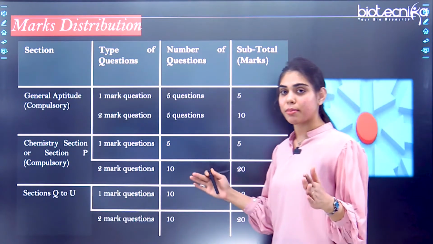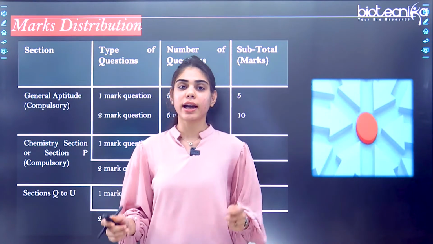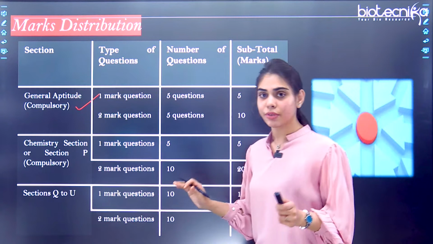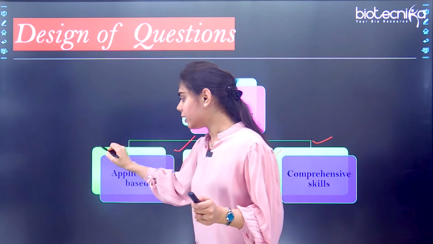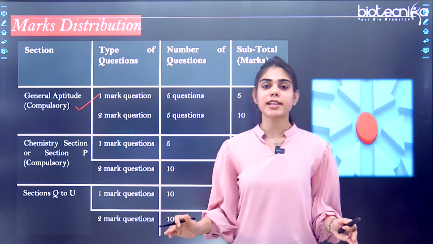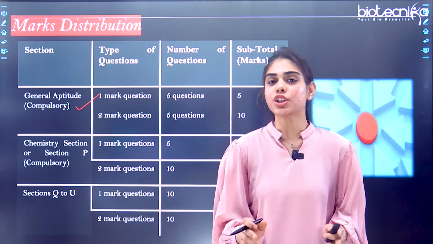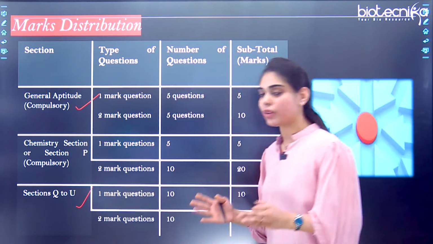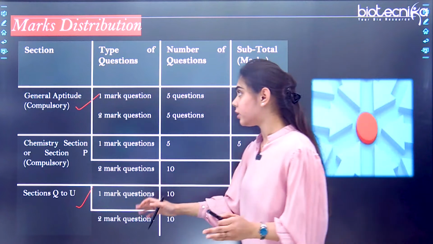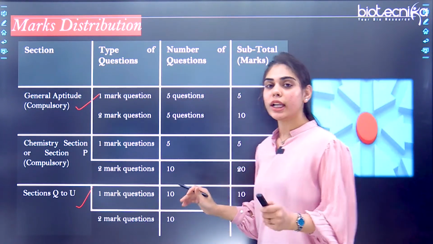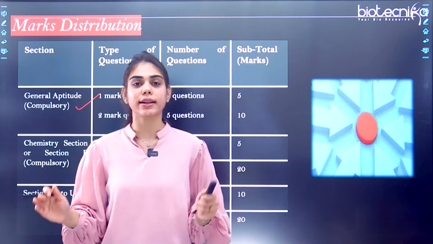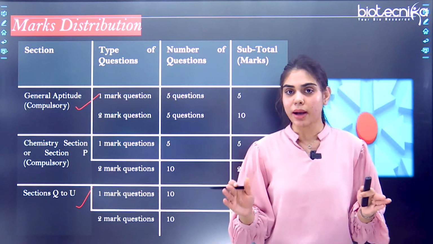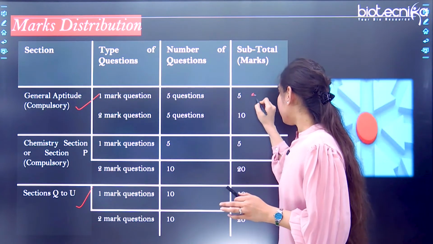So now let us see what the marks distribution is. I've already mentioned earlier, you will have 3 sections. First is general aptitude, which is compulsory for you all. The second section is chemistry, which is again compulsory, and the third section is 5 sections, out of which you have to select only 2. It depends on your interest which sections you are going to attempt in part 3. If you see the type of questions, you will only find 1 mark and 2 mark questions under the GATE exam. In the general aptitude section, you will find 5 questions of 1 mark each, that means 5 into 1 is 5.